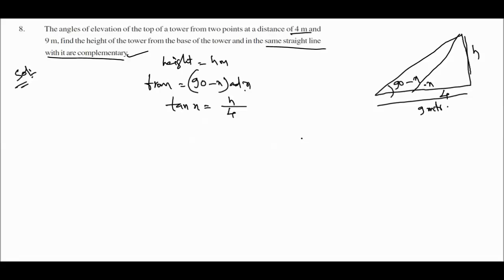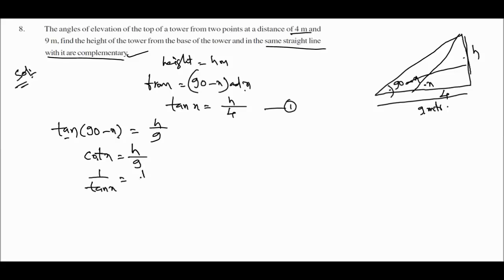So this is the first one, and the second is tan 90 minus x is equal to how much? h by 9, because h is opposite, this opposite divided by 9. So tan 90 minus x is equal to cot x, which is equal to h by 9. So we can write it as 1 by tan x is equal to h by 9. Tan x is equal to h by 4, so we substitute here: 1 by h by 4 is equal to h by 9.